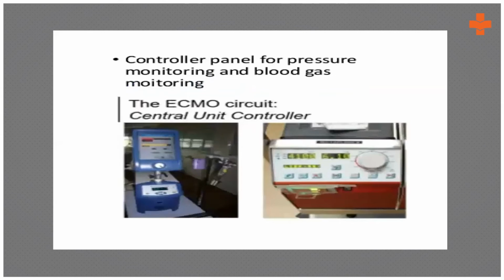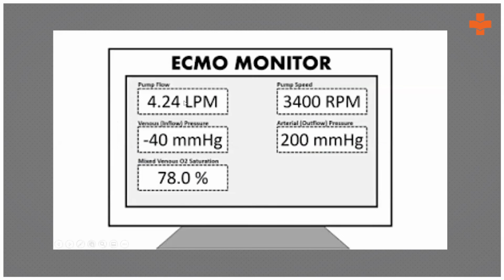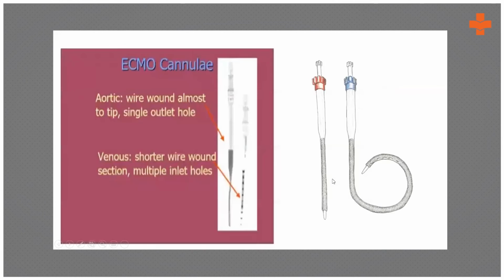All this is controlled by the control panel, which helps you to monitor the pressure and the blood gases. What will it tell you? It will tell you the pump flow, how well the pump is flowing. It will tell you the mixed venous oxygen saturation and the pump speed, and pressure gauges will tell you the pre-oxygenator and post-oxygenator pressures.